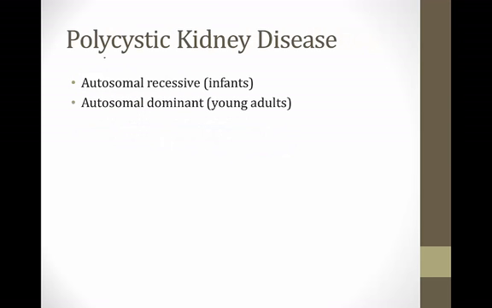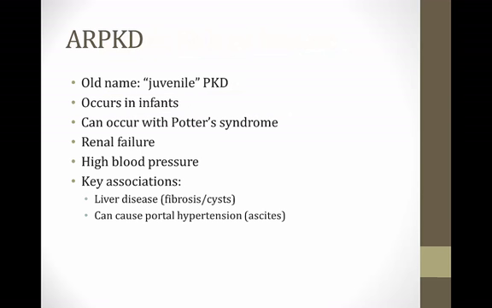So next we'll talk about the polycystic kidney diseases, which are very high yield for your boards, and there's two forms: the autosomal recessive form, which occurs in infants, and the autosomal dominant form, which presents in young adults. So autosomal recessive polycystic kidney disease is abbreviated ARPKD, and its old name was juvenile PKD, which helps you remember that it occurs in infants.